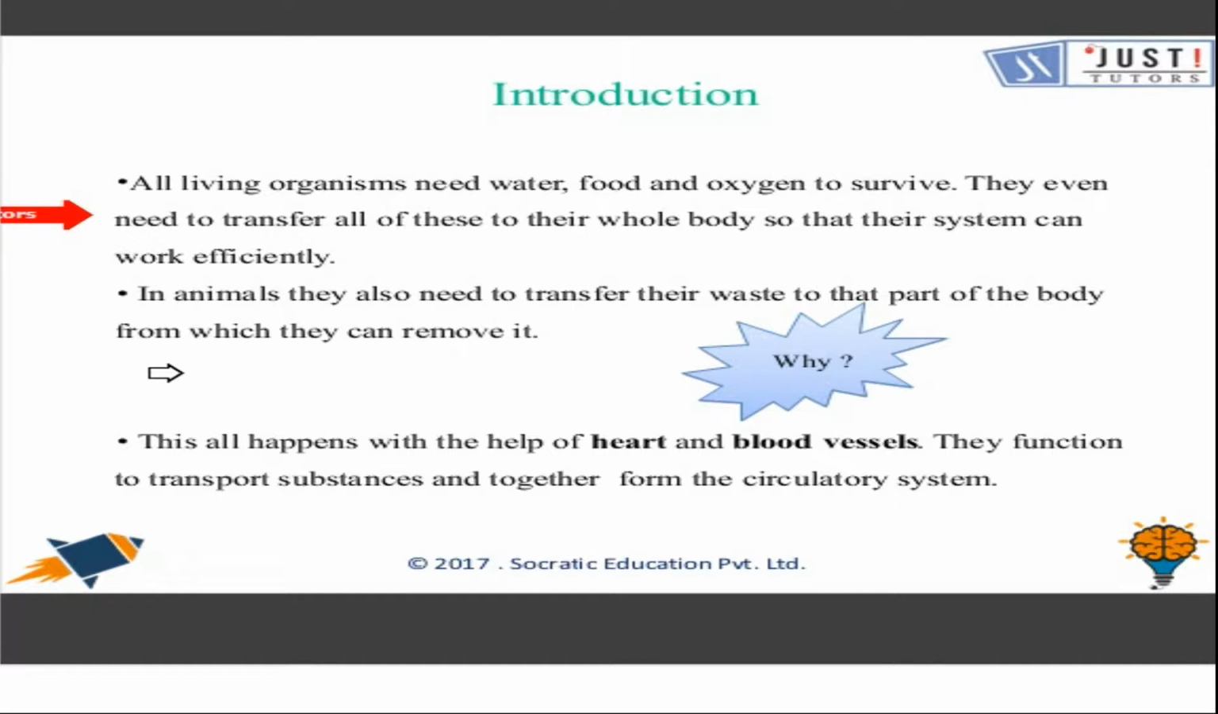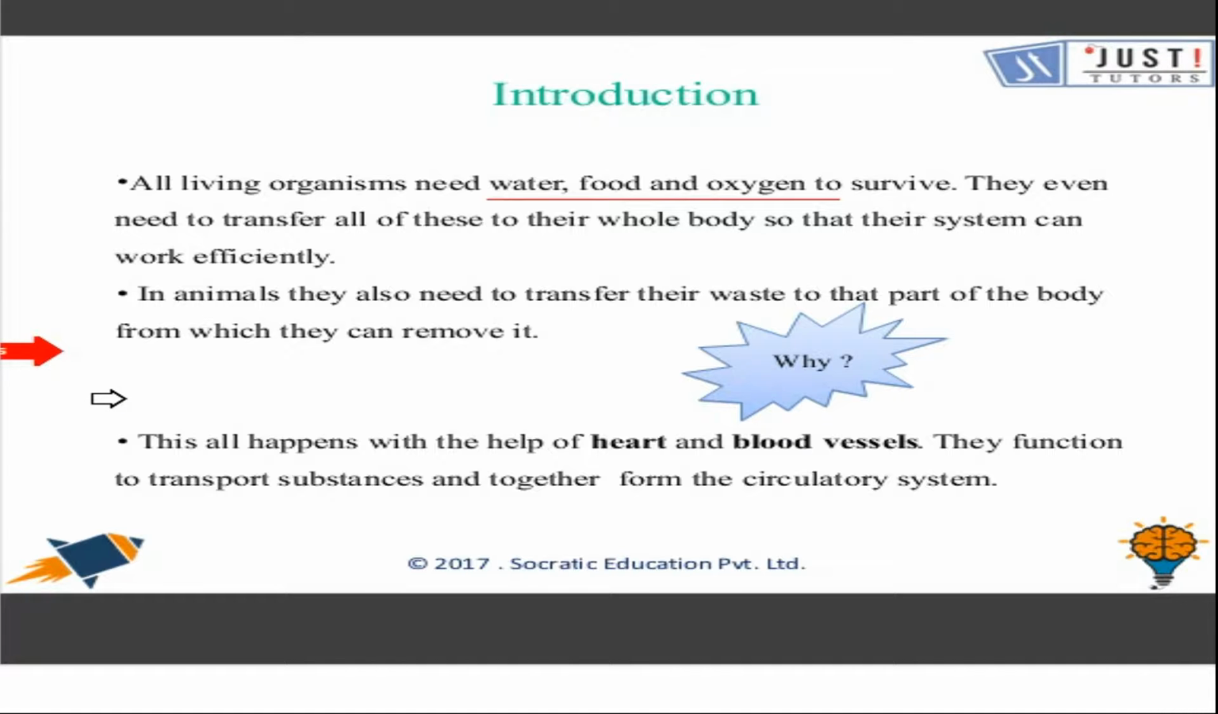The first point is all living organisms need water, food and oxygen to survive. They even need to transfer all of these to their whole body so that their system can work efficiently. So you can see that these are the 3 important things that organisms need to survive: water, food and oxygen. And they transfer all of these to their whole body so the whole system can work efficiently.